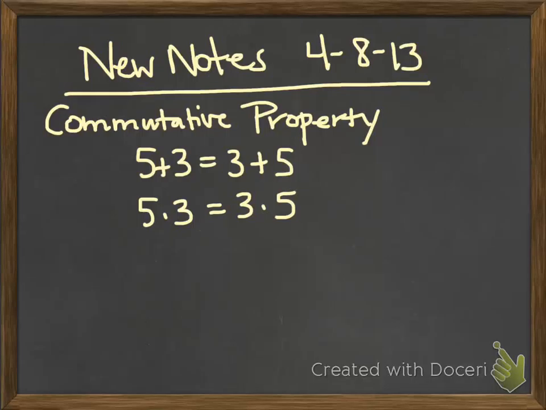Okay, commutative property, these are the notes from April 8th. Commutative property works for addition and multiplication. So 5 plus 3 is the same as 3 plus 5, and 5 times 3 is the same as 3 times 5.